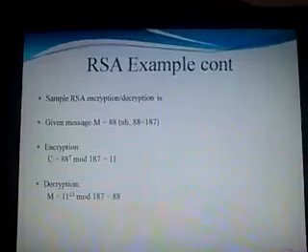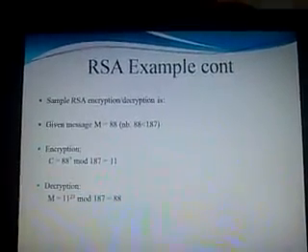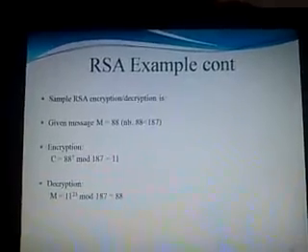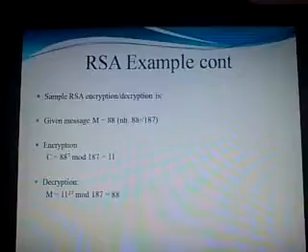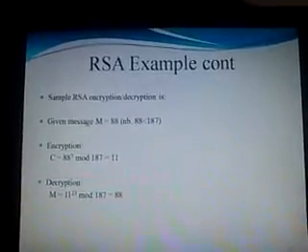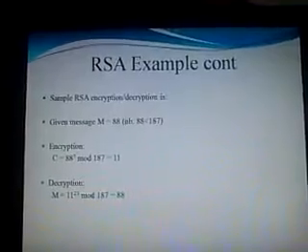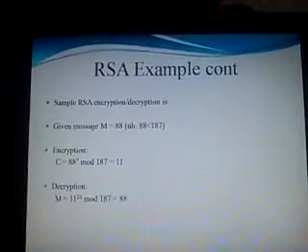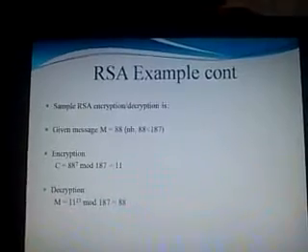Sample RSA encryption and decryption: given message m equals 88, 88 is less than 187. Encryption: c equals 88 power 7 mod 187 is equal to 11. Decryption: m equals 11 power 23 mod 187 is equal to 88.